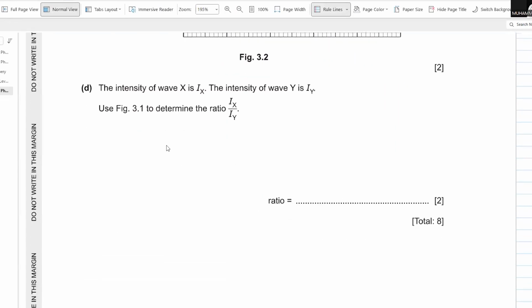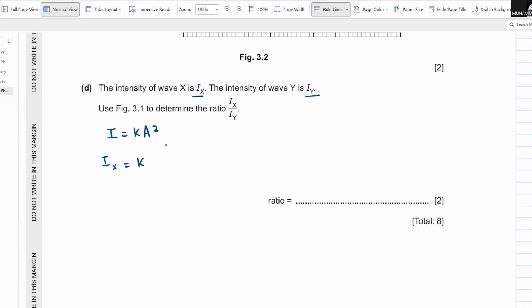What is written next? The intensity of wave x is Ix. The intensity of wave y is Iy. Determine the ratio of Ix over Iy. What is the formula for intensity? K times amplitude squared.